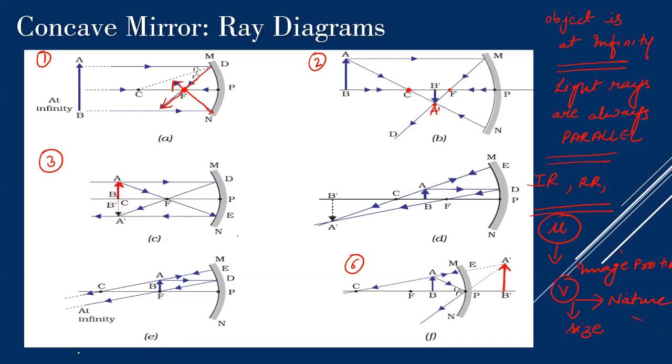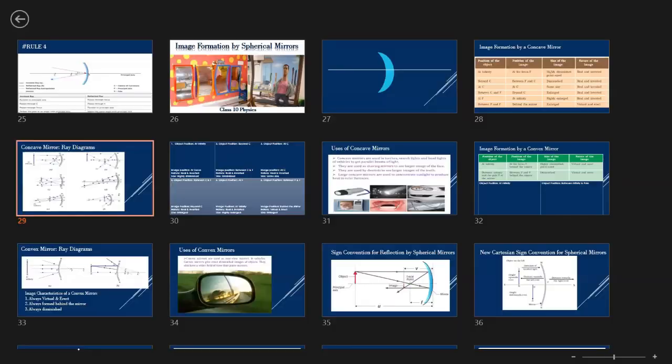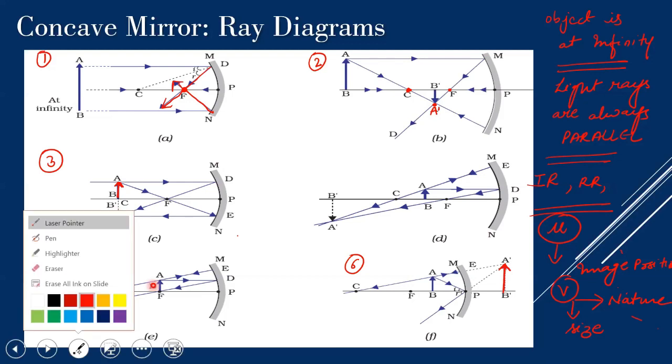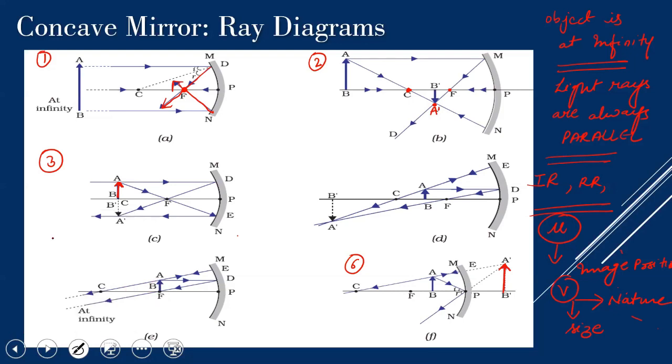So what will I say? Where is the image formed? Image is formed at C itself, right? It's formed at C. What is the size of the image? Size of the image is same. Nature of the image, it's real and inverted as the image is formed in front of the mirror. Okay, so whenever the object is kept at center of curvature, image is also formed at center of curvature, and it will be of same size, real and inverted.